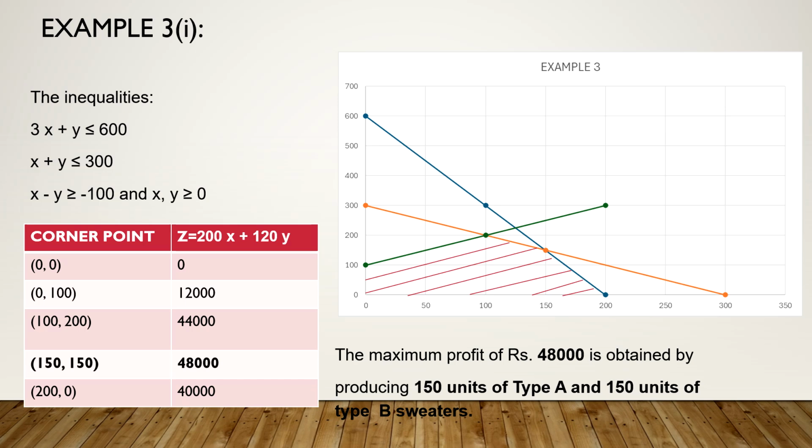So at all these 5 points, you just put them in the objective function. Here you need to maximize the profit, whichever gives you the maximum value is your answer. So the maximum profit of rupees 48,000 is obtained by producing 150 units of type A and 150 units of type B sweaters.